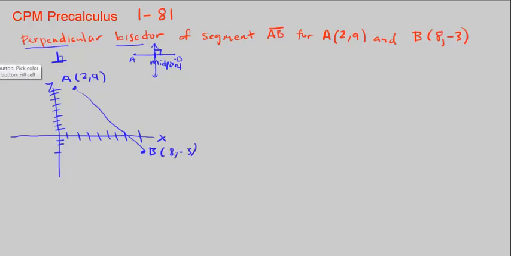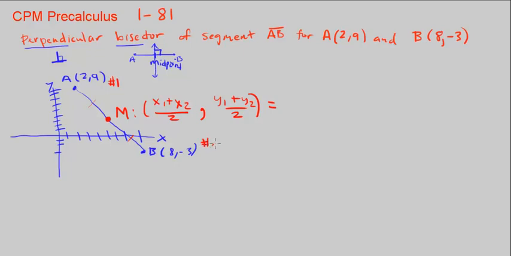Okay, so what we want to do is we want to find the midpoint, right? The midpoint is going to cut this in half, right? So the midpoint we know is (x1 plus x2 divided by 2, comma, y1 plus y2 divided by 2), and that's equal to, well, which one's 1, which one's 2? Here it doesn't matter, so let's just say that's point 1 and this is point 2.